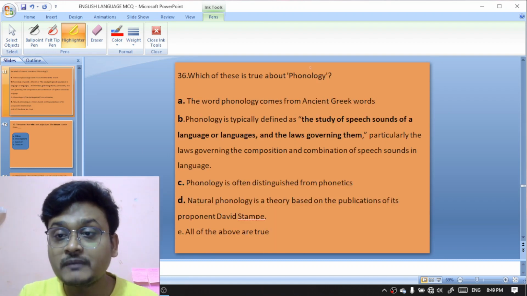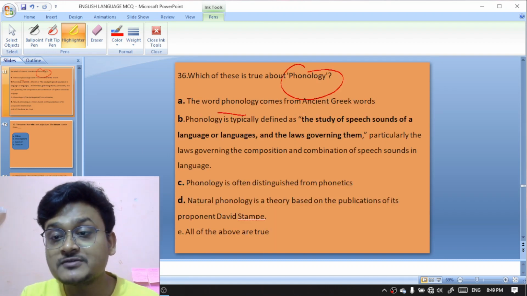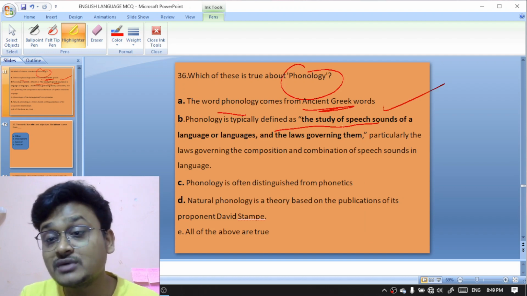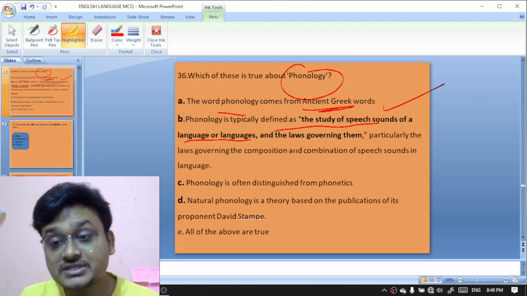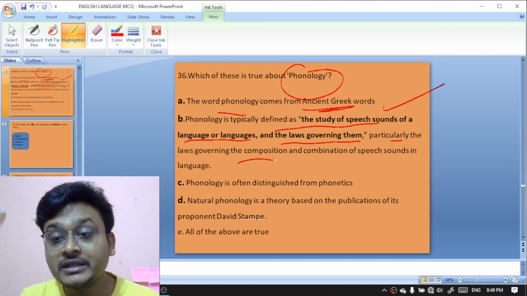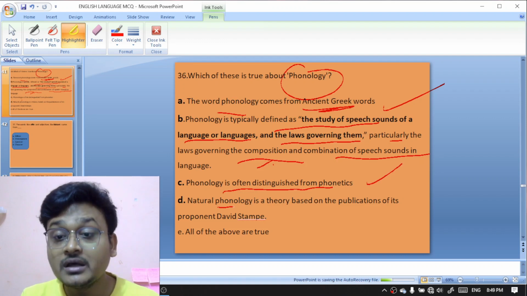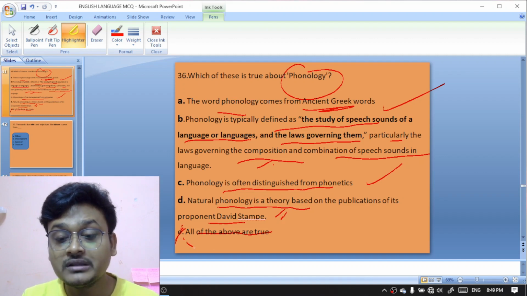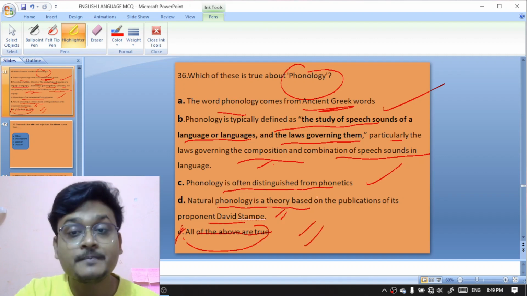Which of these are true about phonology? The word phonology comes from ancient Greek words. True. Phonology is typically defined as the study of speech sounds of a language. Phoneme, that's why speech sounds. Laws governing them, particularly the laws governing the composition and combination of speech sounds in language. Phonology is often distinguished from phonetics. True. Natural phonology is the theory based on the publication of its proponent David Stampe. All the above are true. E is the right answer here.